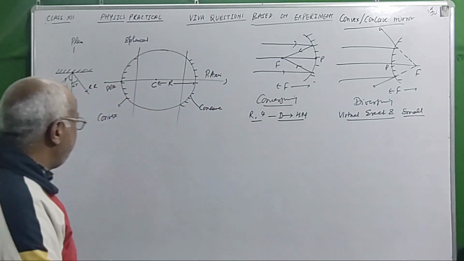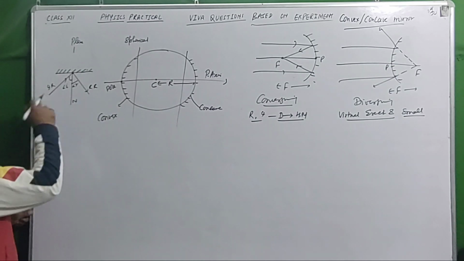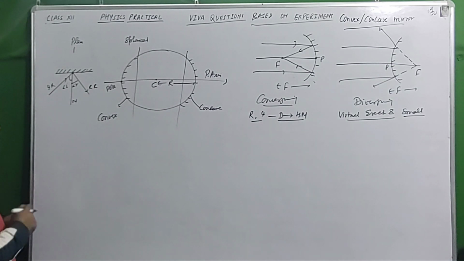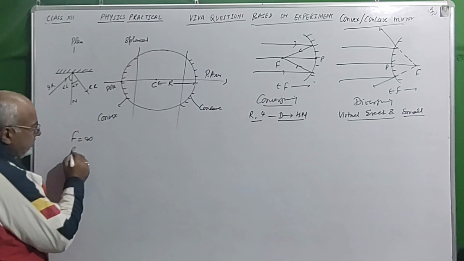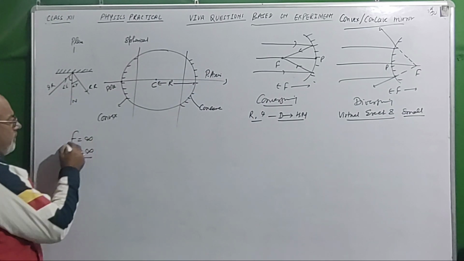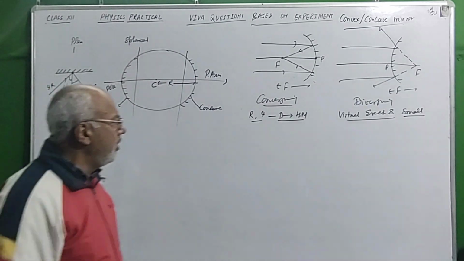Next question. We have a plane mirror and we dip it in water. What happens to its focal length? Its focal length remains infinite. It does not change. The radius of curvature of a plane mirror and its focal length are infinity. Right?